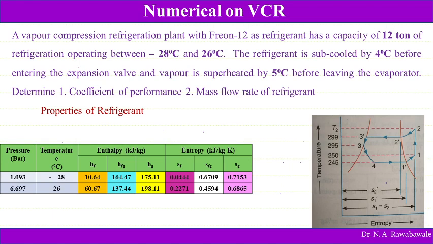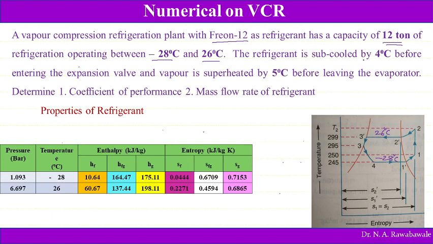So here this considers superheating in an evaporator and undercooling in a condenser. The vapor compression refrigeration plant uses Freon 12 as a refrigerant, has a capacity of 12 ton. So refrigerating effect is 12 ton of refrigeration, operating between minus 28 to 26 degrees Celsius. So this temperature is minus 28 and this temperature is 26 degrees Celsius.